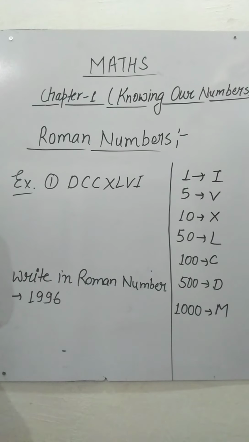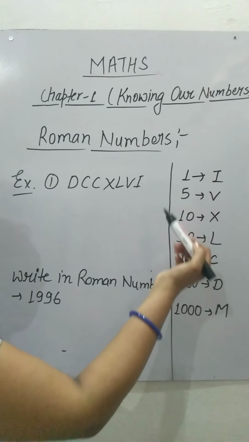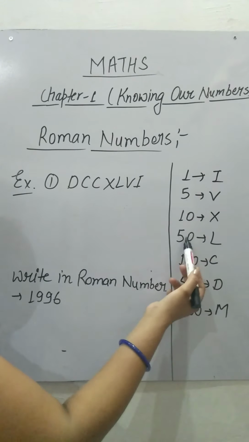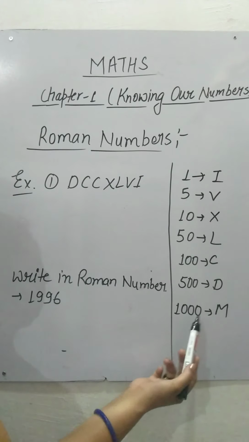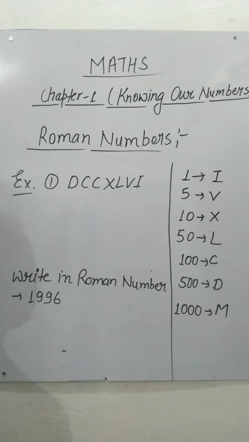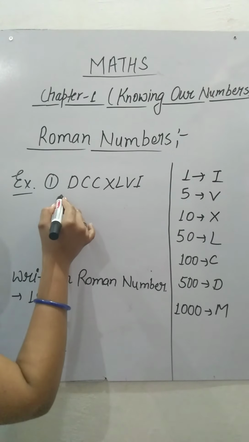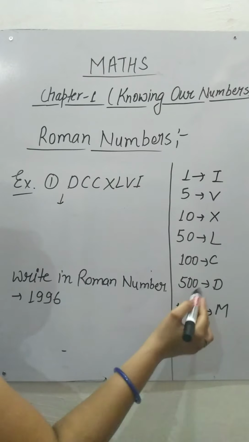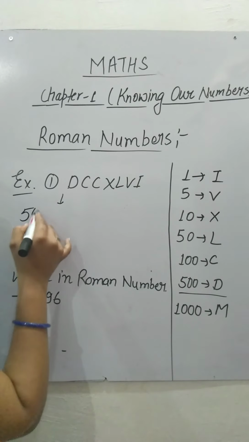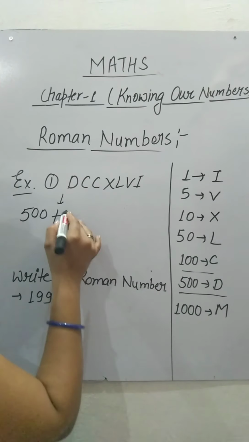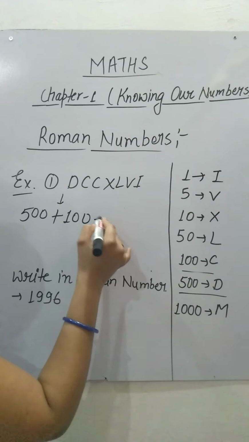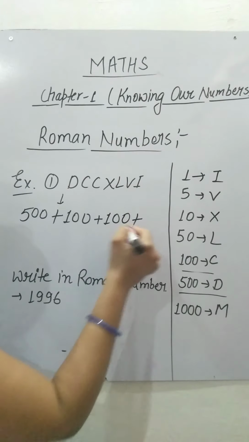Now the next topic is Roman numbers. So students, we remember all the things. That means I stands for 1, V stands for 5, X stands for 10, L stands for 50, C stands for 100, D stands for 500 and M stands for 1000. See here, that is the D, where D is 500. So we can write 500 plus C. C means 100. If there is double C, that is 2 times 100.